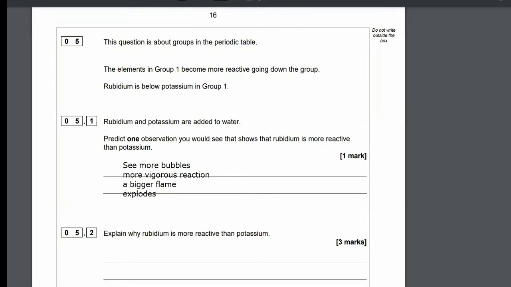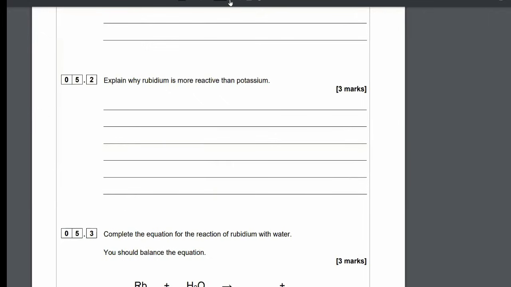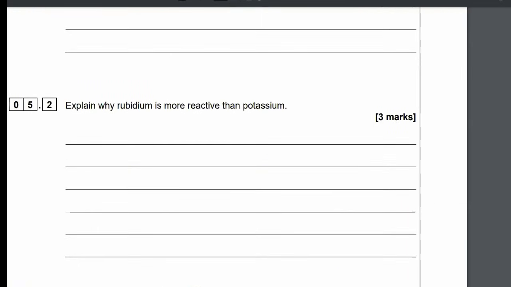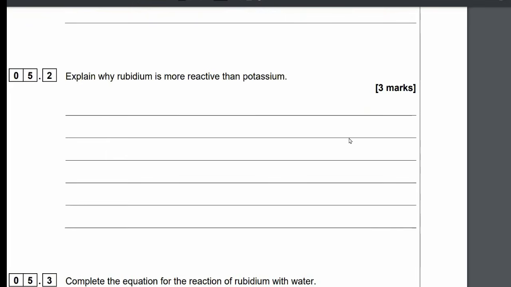Now, let's scroll down for this next one. Okay, 3 marks. This is a very common question. You either get this about group 1 or group 7. And this is the same for all metals, but at GCSE we just apply it to group 1, but it's the same for all metals. Why is rubidium more reactive than potassium?